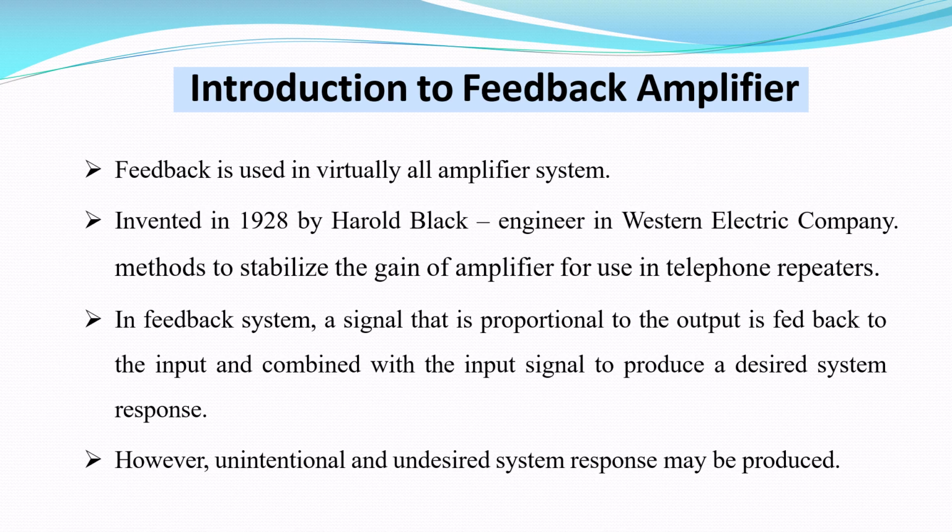Feedback is used in virtually all amplifier systems. It was invented in 1928 by Harold Black, an engineer at the Western Electric Company. This is one of the main methods to stabilize and improve the gain level of the amplifier circuit. Mainly it is utilized in telephone repeaters. In a feedback system, the output signal is always proportional to the input of the amplifier circuit.